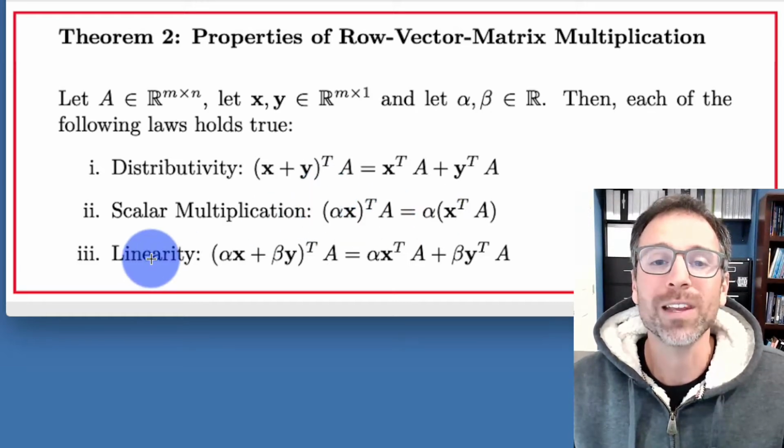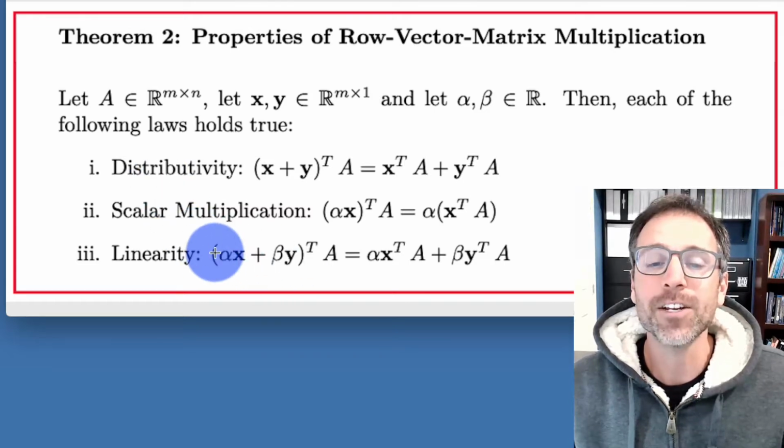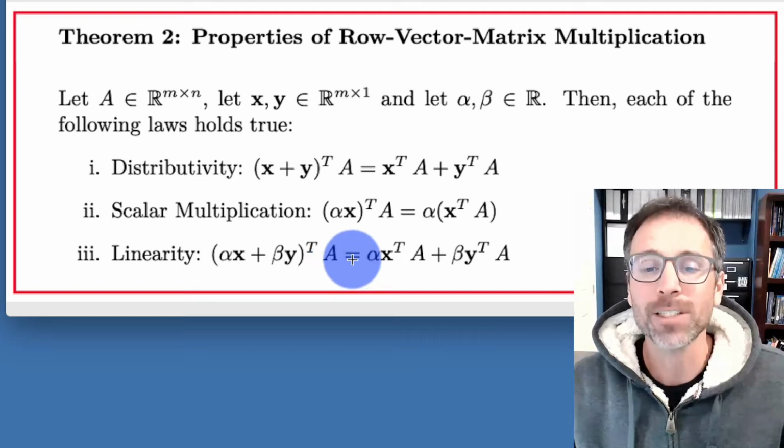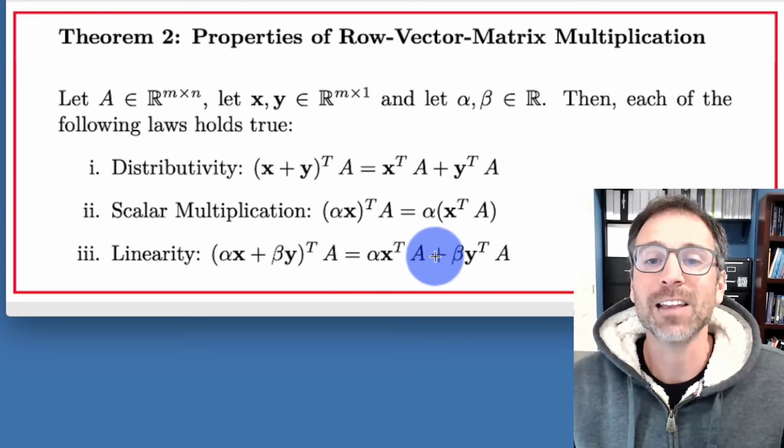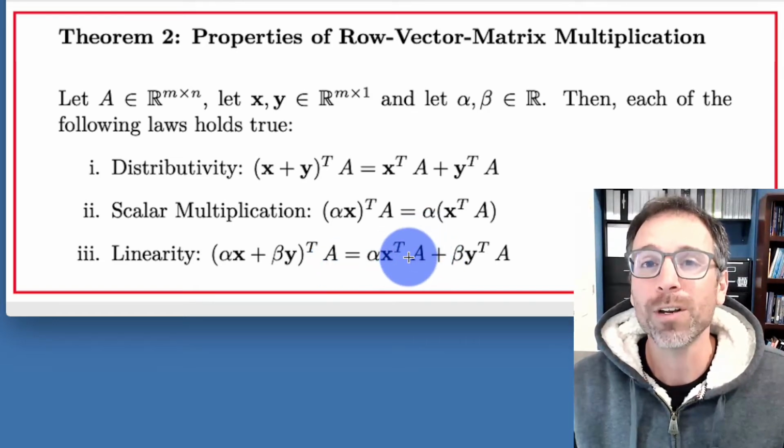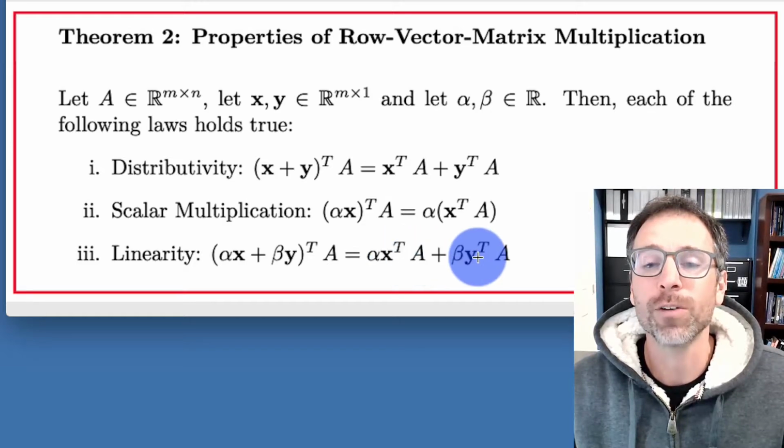The third one is called linearity, which is actually a combination of these two. If I take any linear combination of two row vectors and then multiply that by a matrix, that's the same thing as taking a linear combination of the output of the products of each row vector individually.